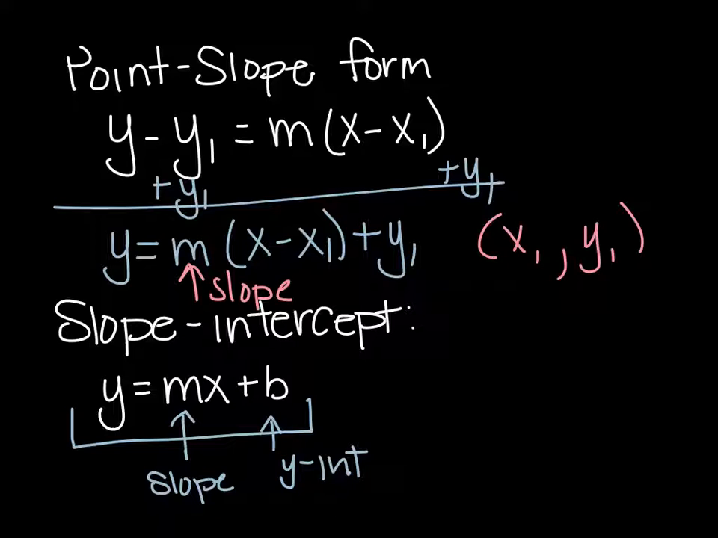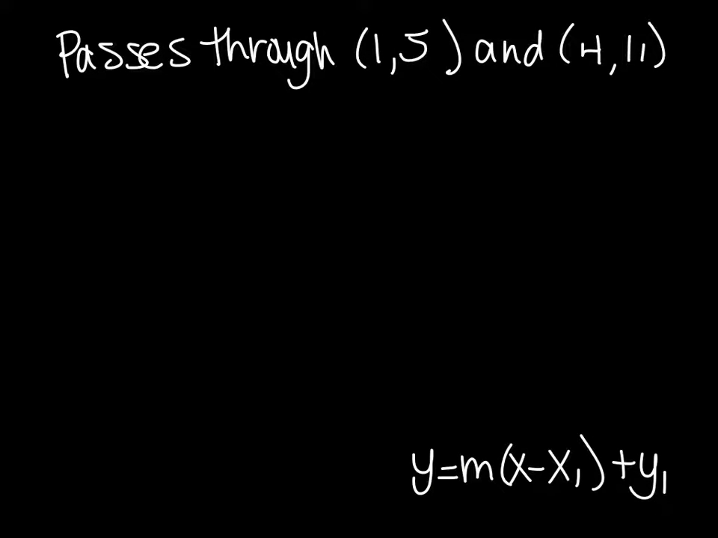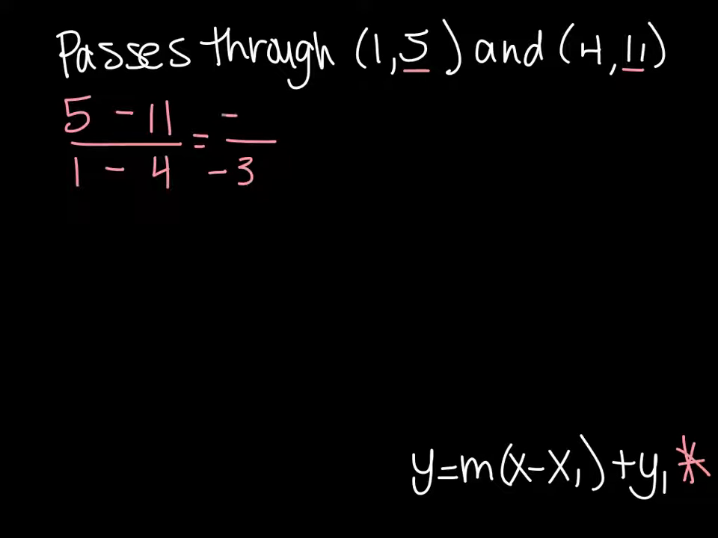So let's do a few examples. I need to make an equation of a line through the points (1, 5) and (4, 11). So to use the point-slope form, I need a point and a slope. Well, I have a point, but I don't have my slope. So what I'm going to do first is find my slope. I'm going to underline my y's. They go on the top, and the x's go on the bottom. So on the bottom I have -3. On the top I have -6. Therefore, my slope is 2.